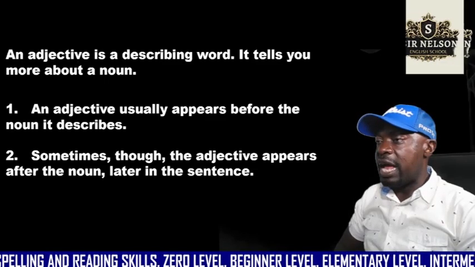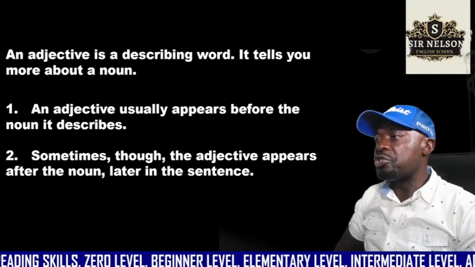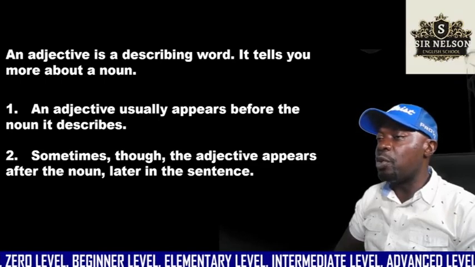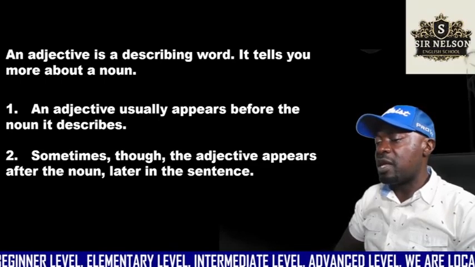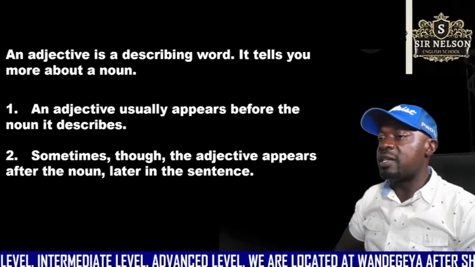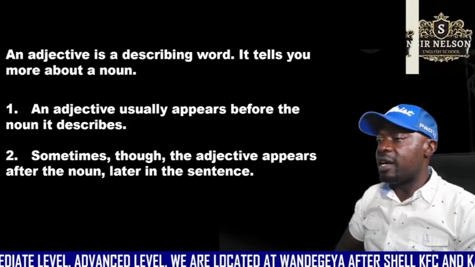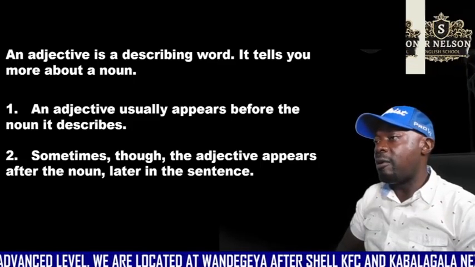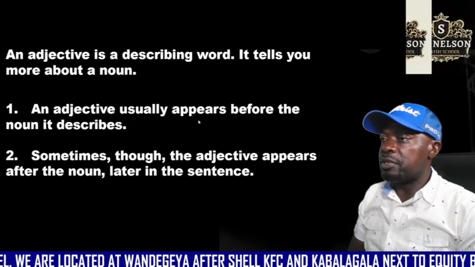Number one, an adjective usually appears before the noun it describes. Number two, sometimes though, the adjective appears after the noun, later in the sentence. How? Let me give you some examples.